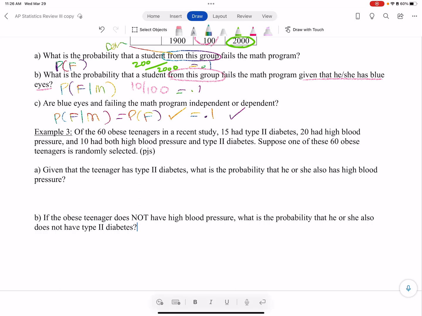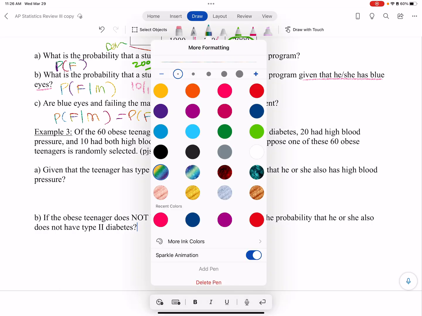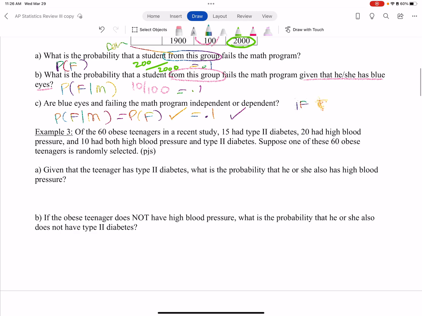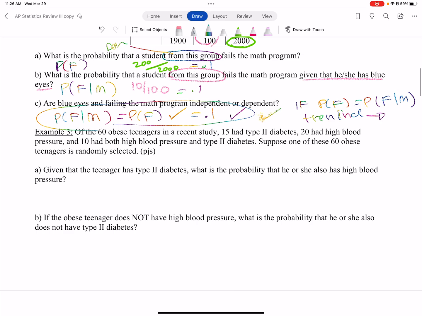That is all that you would need. On an AP test, you would say that exactly. I would put if probability of fail equals probability of fail given blue eyes, then they're independent. Or you could say if they're independent. It doesn't matter because it's a biconditional statement. And then you would show your work and show indeed they are, so yes, independent.